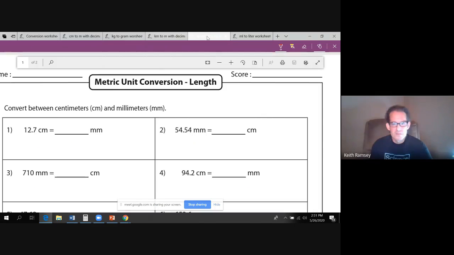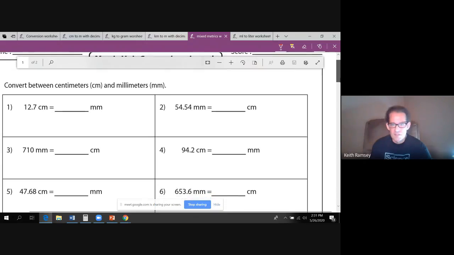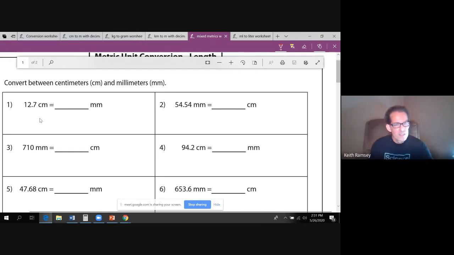Okay, let's look at some examples where it's kind of mixed up between millimeters and centimeters and whatnot. So here I have centimeters to millimeters. So let's look at our chart. How many steps is it from centi to milli? Here's a meter. Here's a decimeter. Here's centimeter. And then here is millimeter. Okay? So this is getting smaller.